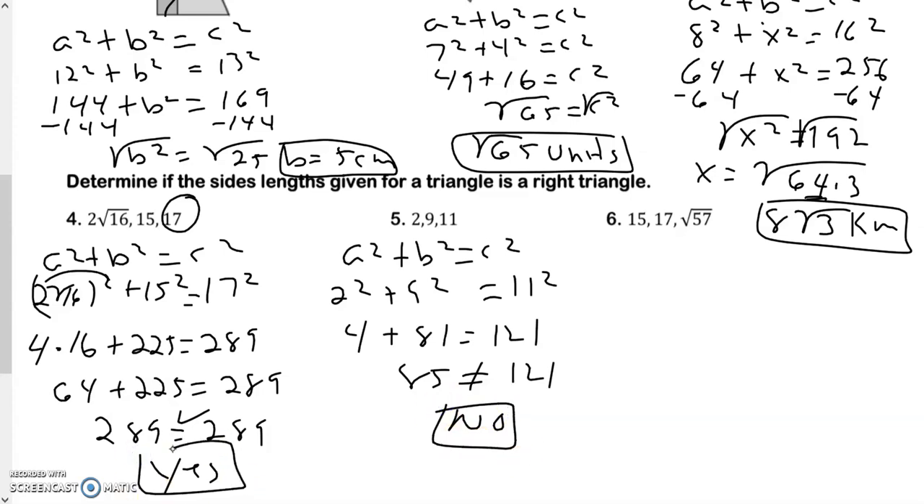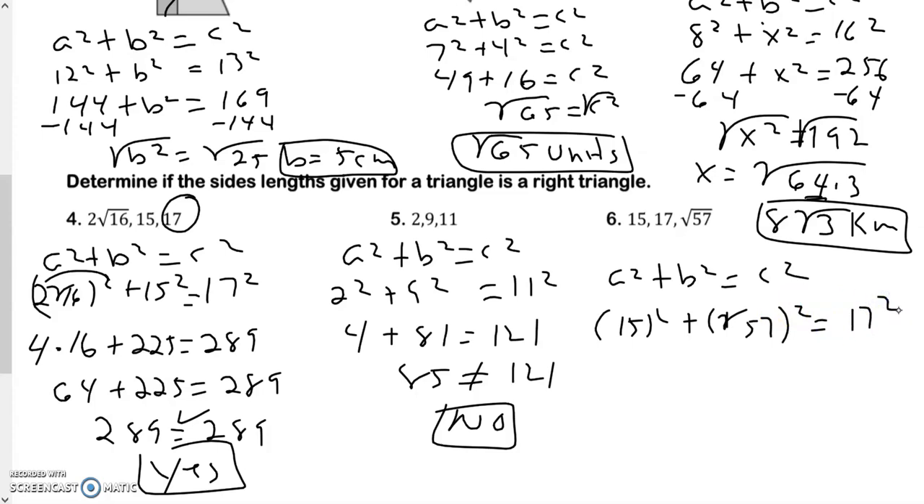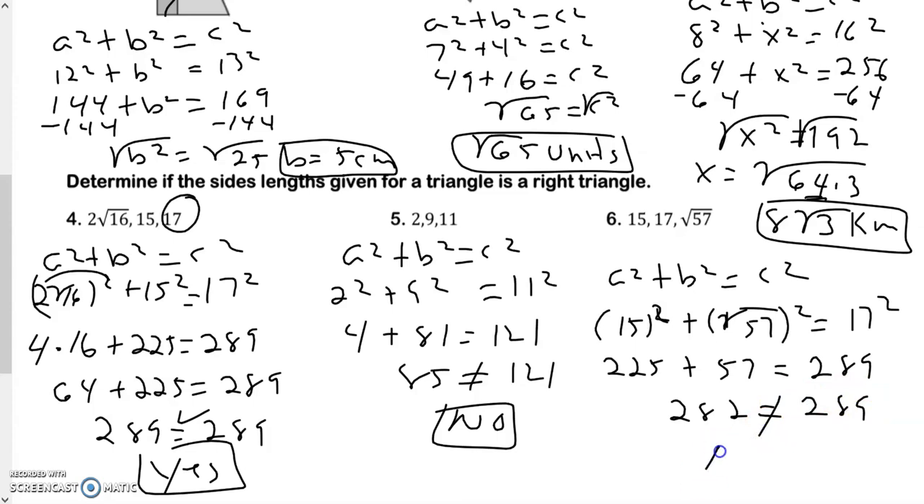Taking a look at the last one, we do a squared plus b squared equals c squared. We do 15 squared plus the square root of 57 squared, and 17 squared is the biggest one. So 15 times 15 is 225. The square root of 57 squared is just 57. And 17 times 17 is 289. You're going to combine like terms, and you're going to get 282. 282 does not equal 289, so it's a no.